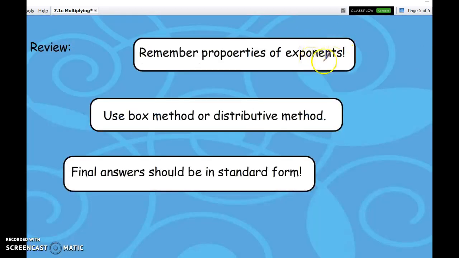Just to sum up, remember the properties of exponents, right? Exponents are just telling you how many times you're multiplying something together. So a squared times a to the third, you add your exponents. Okay? Use your distributive method. All right, we're going to focus on that distributive method. You want to make sure you multiply everything in each set of parentheses together. Start memorizing that FOIL, first outside, inside, last. And then last but not least, your answer should always be in standard form.